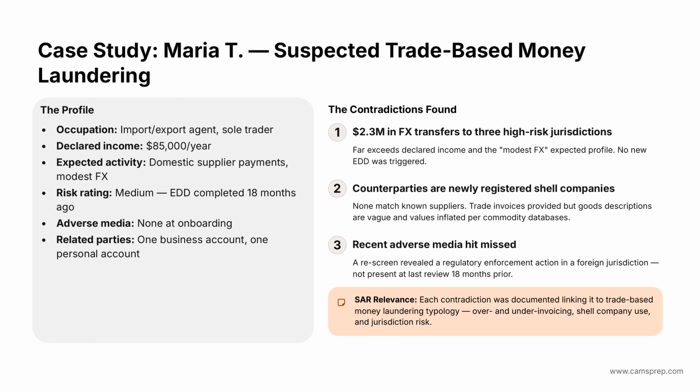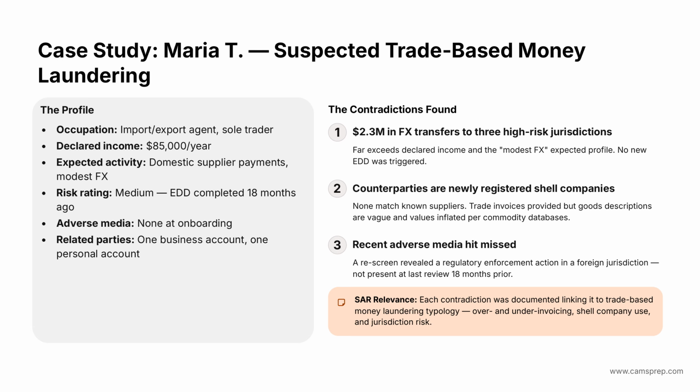Let's walk through a case study. Maria T is an import and export agent, a sole trader, with declared income of $85,000 per year. Her expected activity at onboarding was domestic supplier payments and modest foreign exchange. Her risk rating was medium, with EDD completed 18 months ago. No adverse media was found at onboarding. She holds 1 business account and 1 personal account.